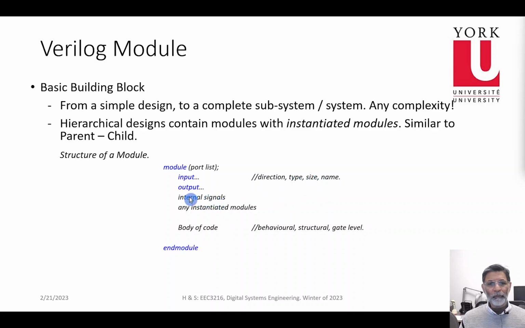Then after the ports, we declare any internal signals. If you have to initialize, we do that. If we have any instantiated modules, like any child module, they are instantiated there. We may override certain parameters of those modules if needed, and then comes the body of the code itself. So that's, in a nutshell, what the structure of a module looks like.